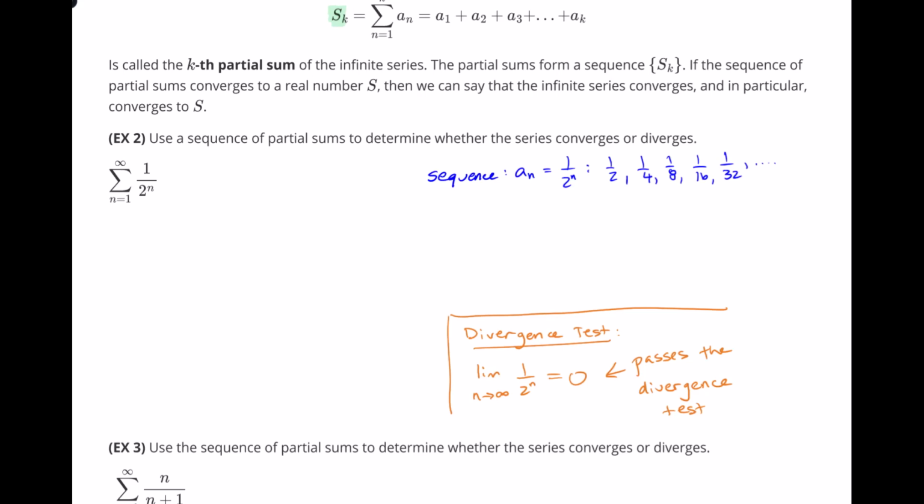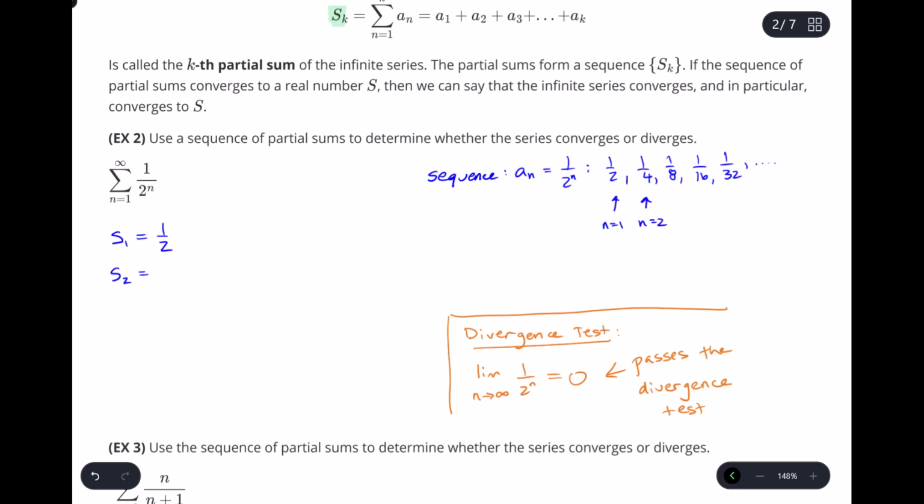Now, the partial sums. So the first partial sum is s sub 1. So it's the sum of the first 1 terms. And the first term, so this is where n is equal to 1, is just 1/2. So the first partial sum is just 1/2. The second partial sum is going to be the sum of the first 2 terms. So that would be 1/2 plus 1/4, which we would do 2/4 plus 1/4 and get 3/4. So 3/4 is the second partial sum.